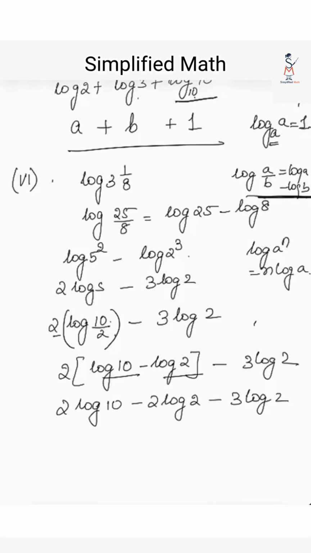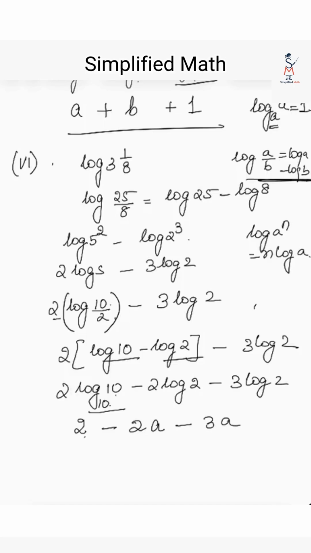So this will become log 10 to the base 10 is 1. I've just told you. So this will become 2 because any log having the same base, the value is 1. So 2 into 1 is 2 minus 2 into log 2. Log 2 is a minus 3 into log 2. That is 3 into again a. Fine. So this will become 2 minus 2a minus 3a, that is minus 5a, so this will become 2 minus 5a. So this is how we can do it.